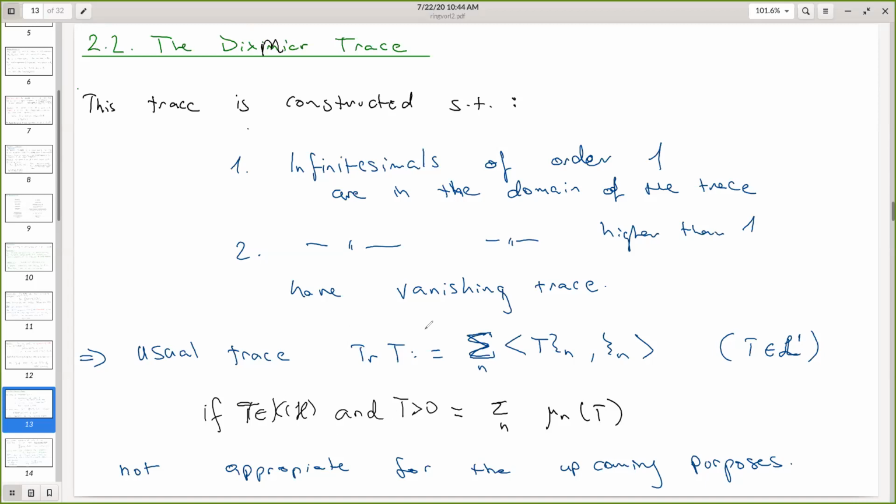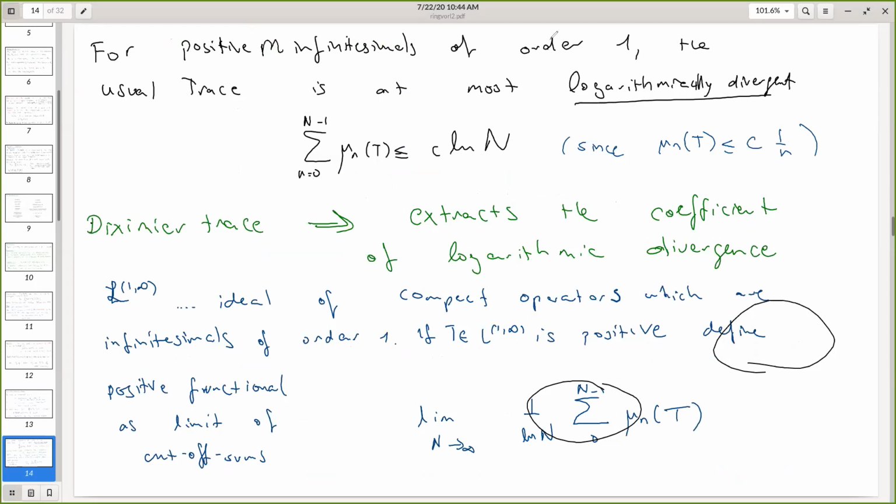So you have the usual trace here given with some orthonormal system psi n, and it's called L1. And if T is in L1 and T bigger than 0, then the trace of T is just the sum of mu n of T, which are these singular values. But this does not necessarily have to converge, and this is not appropriate for the upcoming purposes, and thus we define this so-called Dixmier trace.